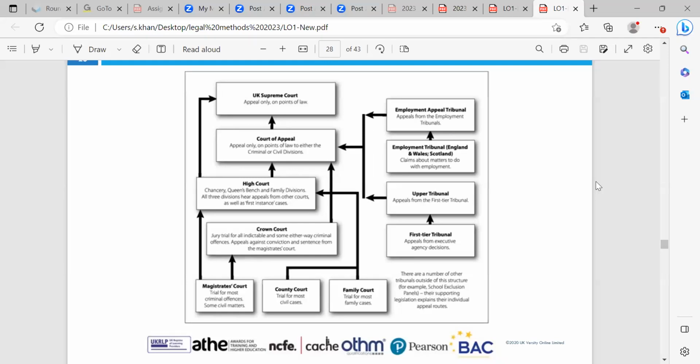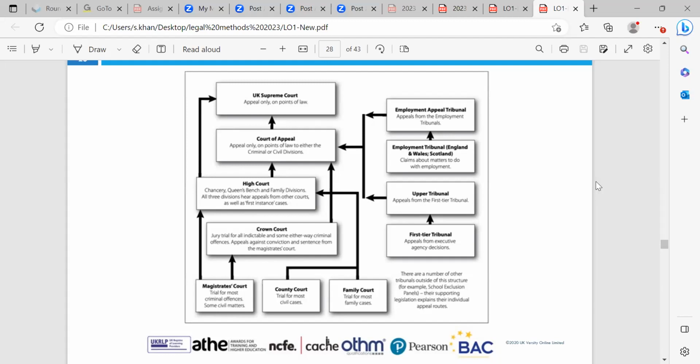Then, if it's not dealt with at the High Court, it goes to the Court of Appeal. In the Court of Appeal, you have the appeal only, so it's only on points of law, in either the criminal or civil division. And then it'll go to the UK Supreme Court, which is in London, which is appeal only. So they will only look at the points of law. They won't look at any other evidence.